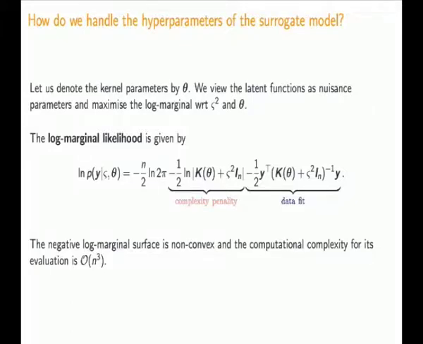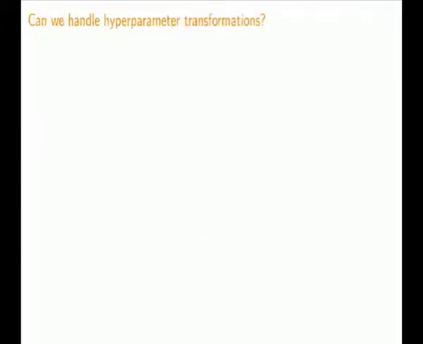I was told now that you will have a session on Gaussian processes, so I don't have to tell you much more. You will probably have a deep dive on those things in a later session. But anyway, there are different approaches to handle the hyperparameters of your Gaussian process, one of them being optimizing the log marginal likelihood.